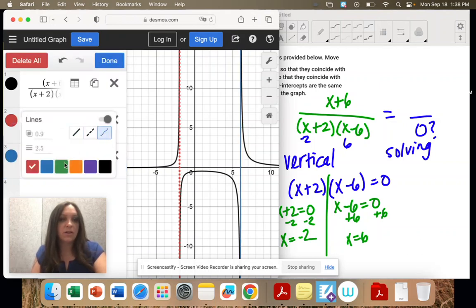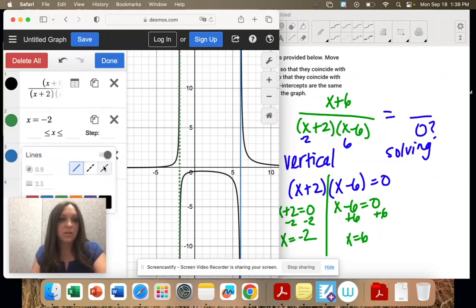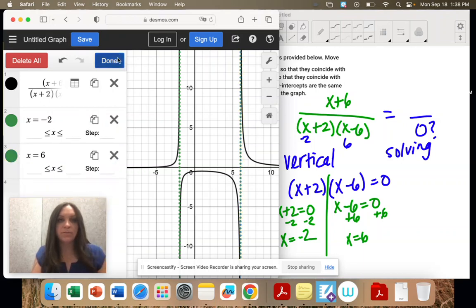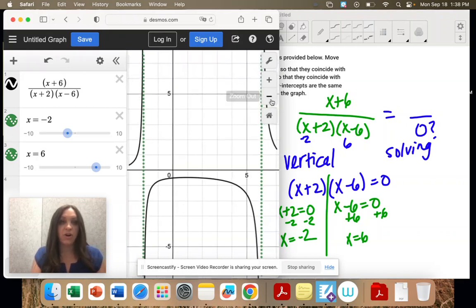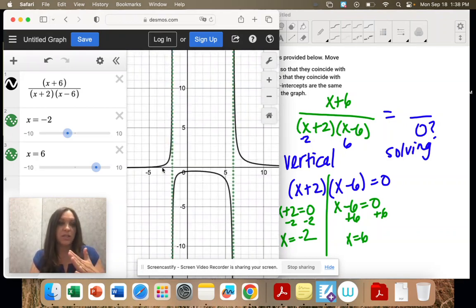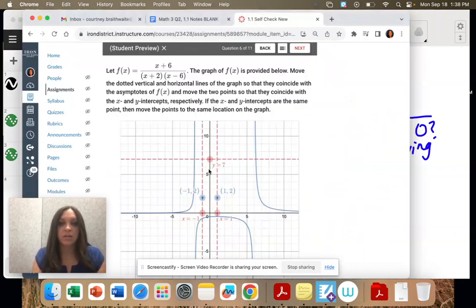These are our asymptotes. I'm making them green. These are dotted lines. The graph never hits those values. It gets really, really close and then it jumps. So twice we have asymptotes. I'm going to go back here, and there are 2 of them: x equals -2, x equals 6.